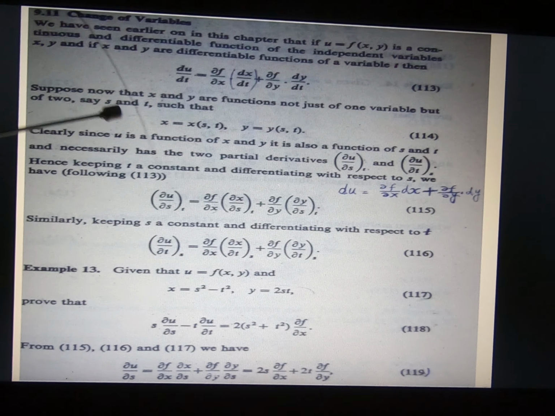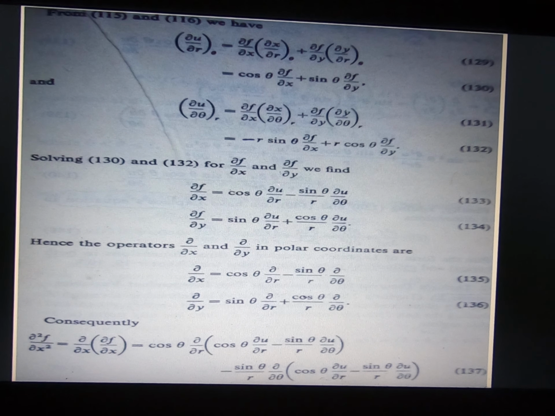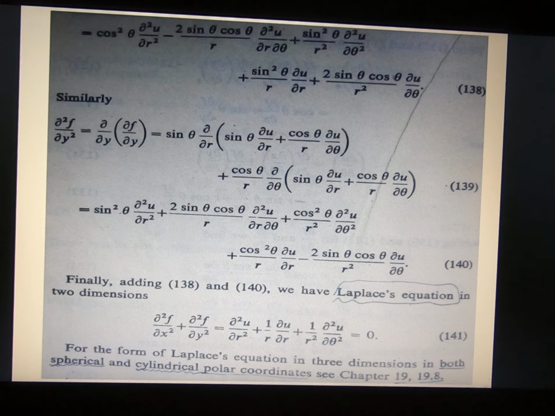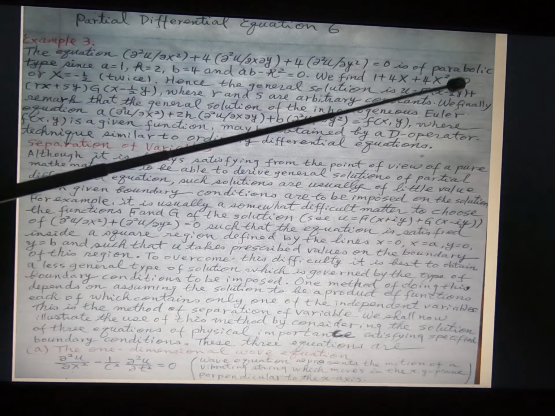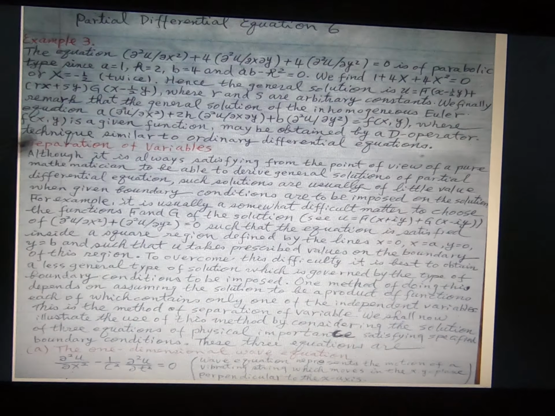And change your variable. You can change it to a different variable like this. And these are examples of how you can change the Laplace equation from rectangular Cartesian coordinates to polar coordinates r and theta. This is how it goes. These are more examples to solve this partial differential equation, and it's a parabolic type.